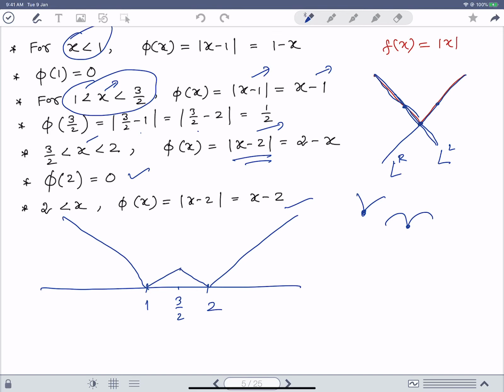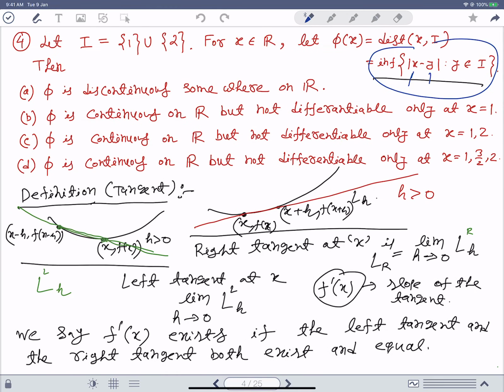Now, you can see that we have 3 reflections, all of these are lines, right. So this is not differentiable at these 3 points. Okay. In this case, everyone has already written that one. So this is the right one.